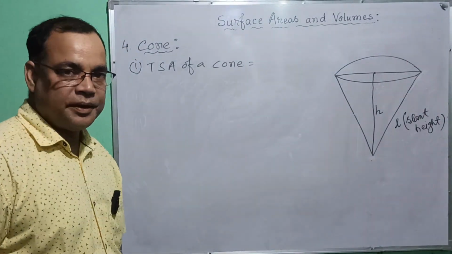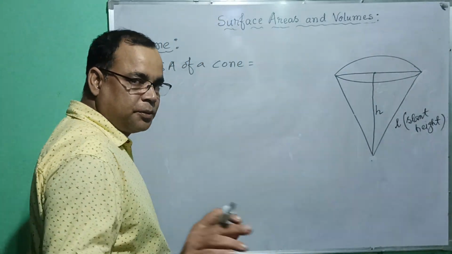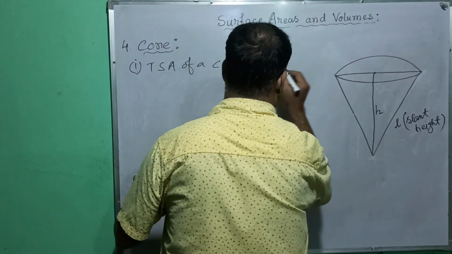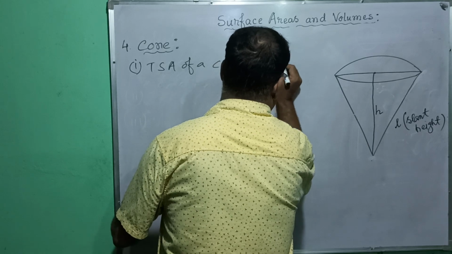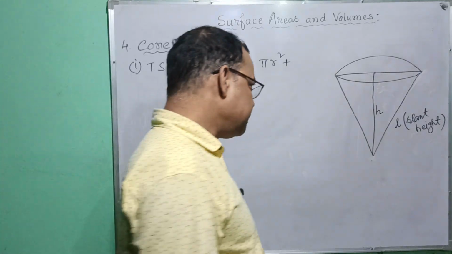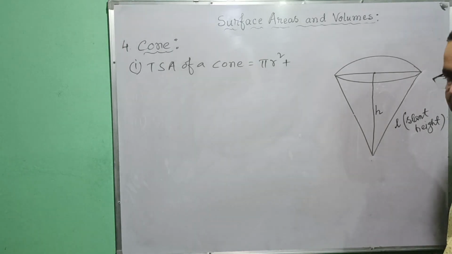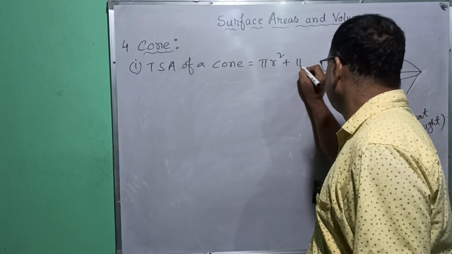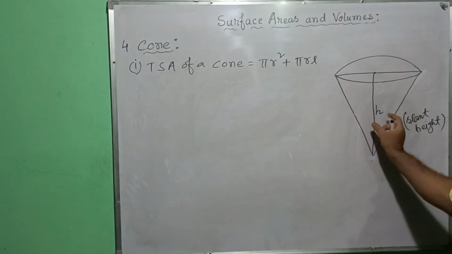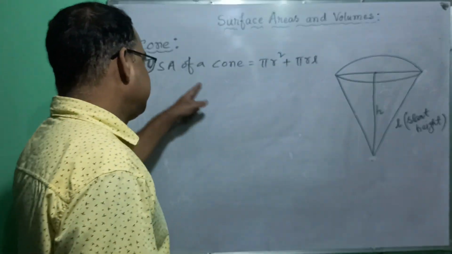Now we'll write the total surface area of a cone. In case of total surface area, here also two different types of areas are there. One is flat, the flat one is circular in shape, so we can write pi r square plus. Now what is the area of the curved face, meaning the curved surface? You just remember it is pi r l. So this is the total surface area of a cone.